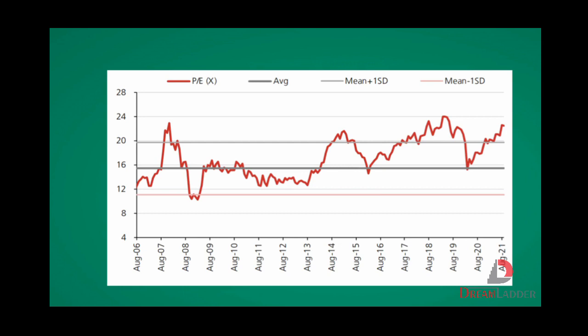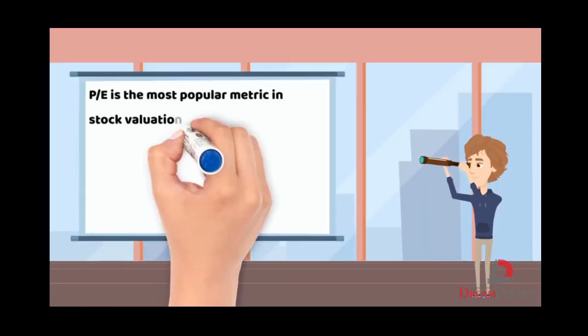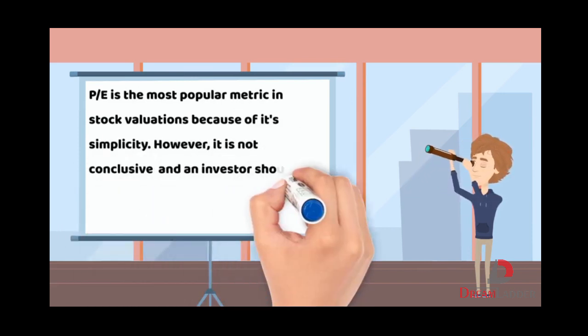Presented in the chart is the long-term trend in Nifty forward PE. What we see is that the average 1 year forward PE of Nifty has been approximately 15.5, while the mean plus one standard deviation PE is approximately 20. It is clear from the long-term trend in Nifty PE that when the Nifty PE crosses about 20 to 21, the probability of a correction increases. PE is the most popular metric in stock valuations because of its simplicity.